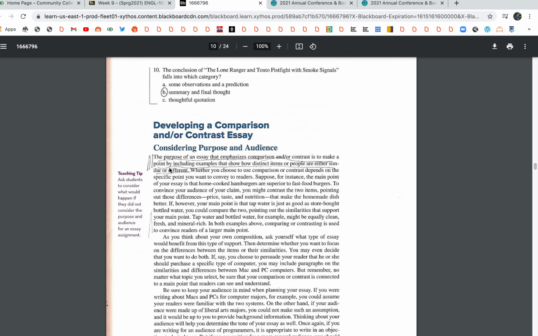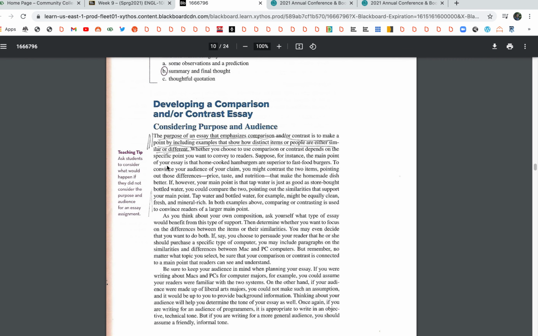Developing a comparison and contrast essay, consider purpose and audience. To make a point by including examples that show how distinct items or people are either similar or different. But I will also want you to include which one you like more, which one works more. If you like Starbucks over Dunkin' Donuts. If you're comparing, contrasting Halloween versus Nightmare on Elm Street, I want you to look at one that you like more and why. But you can also simply make comparisons and contrast, similarities and differences.